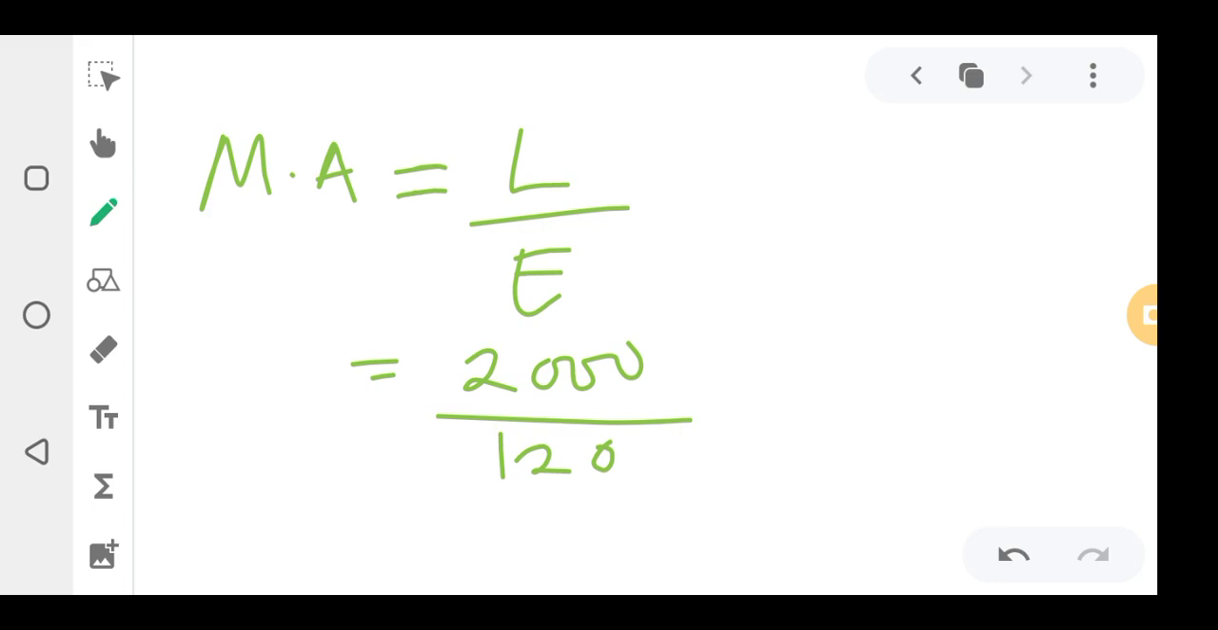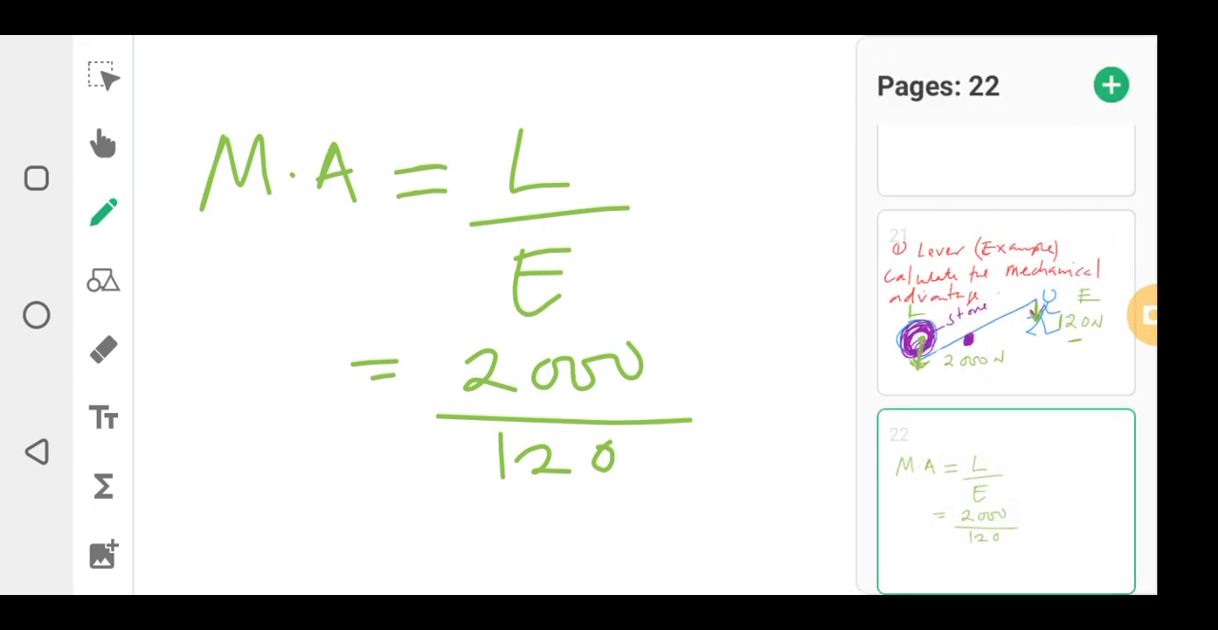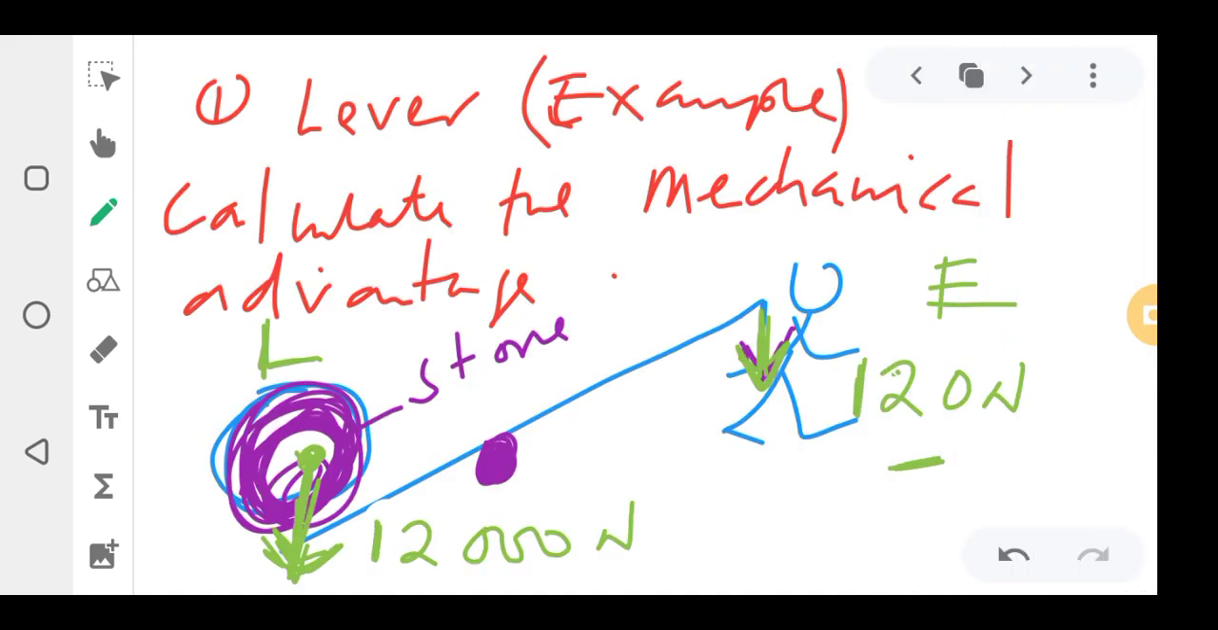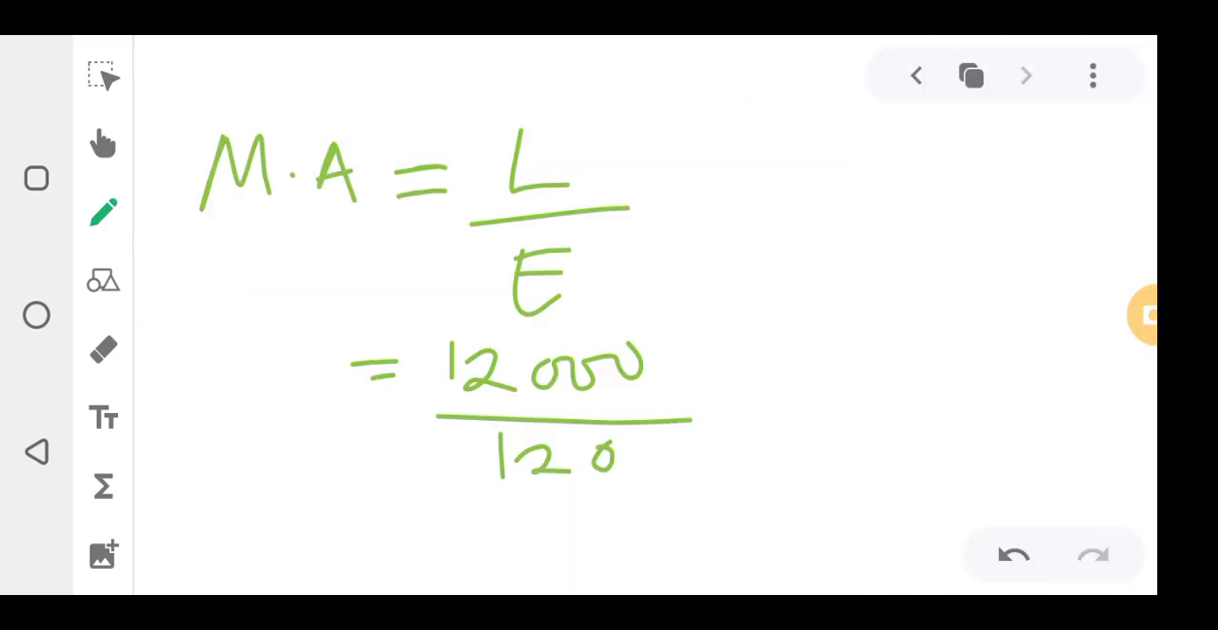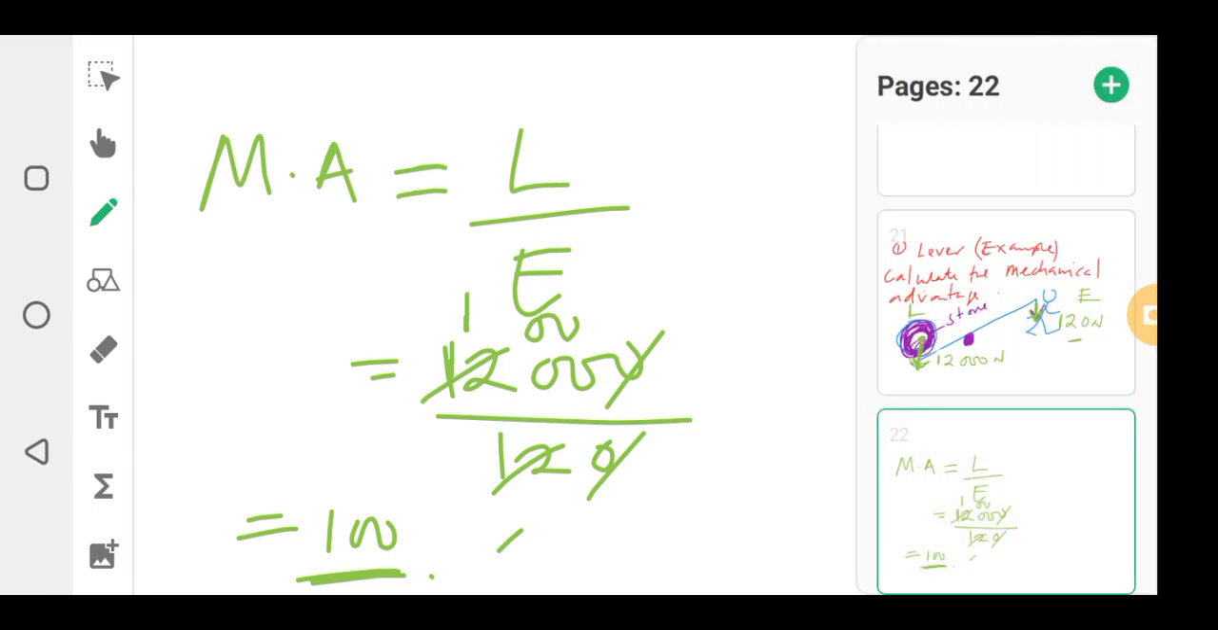Actually, this one is supposed to be 12,000 newtons. The load is 12,000 newtons, the effort is 120. So this one cancels out with that one, 12 there, 1, 12 there, 1, which is 100. So the mechanical advantage will be 100. You see how to calculate the mechanical advantage? That's example one.